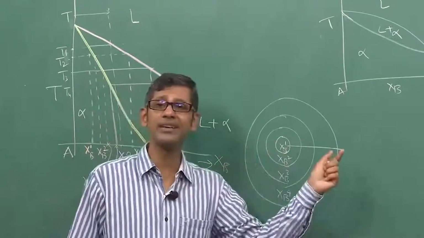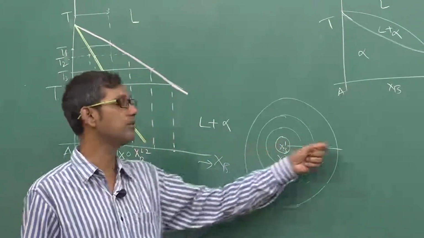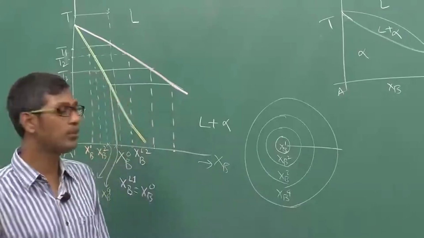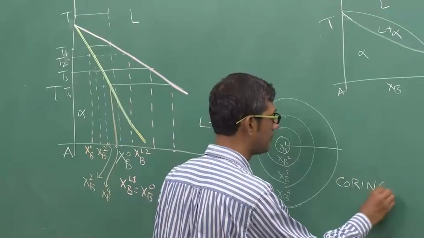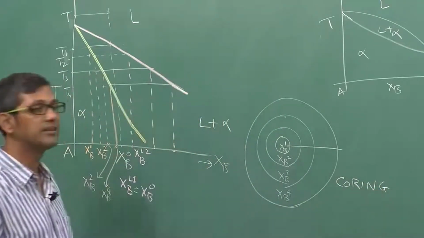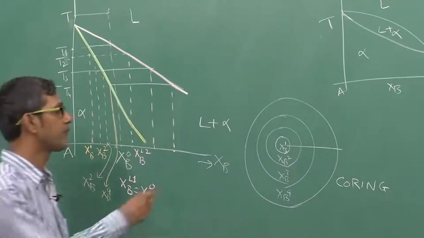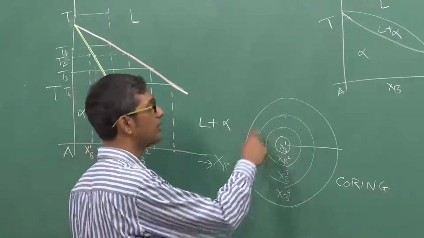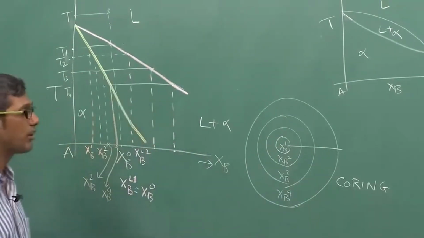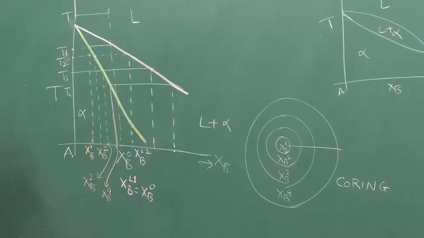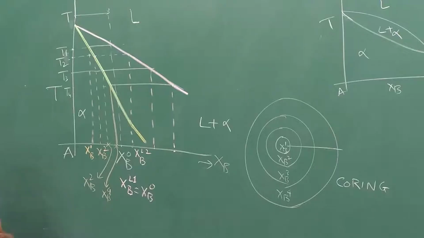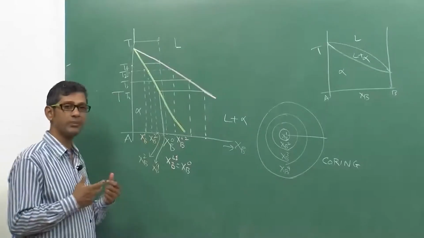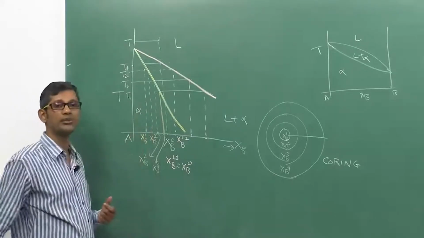So there is a compositional gradient created from the center to the periphery, and this is widely known as coring in the literature, because you are creating a structure which is shell-like. The inside one has a lower solute than the outside shell, and that is why it is called coring. This is widely observed in real situations, because real situations are the ones in which diffusion is very, very slow, and we do not have sufficient time when cooling down from the liquid to the solid.